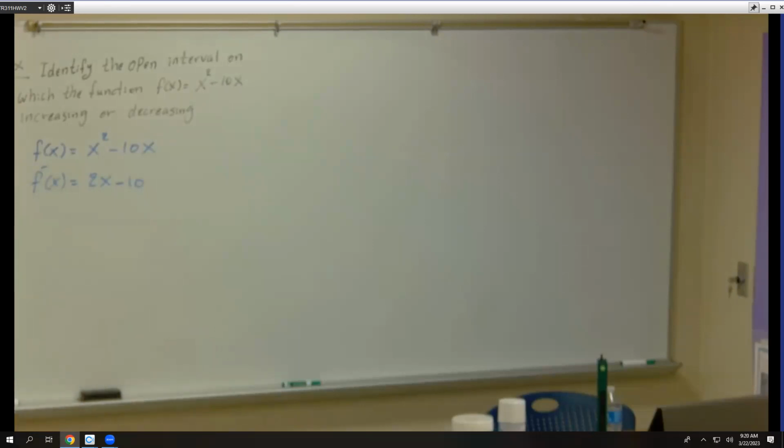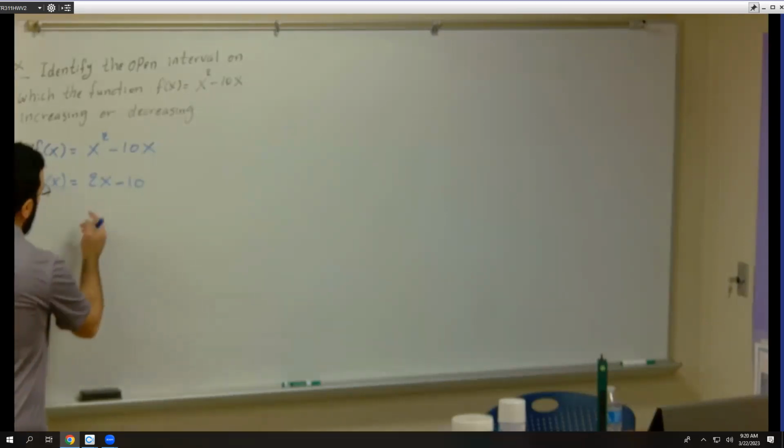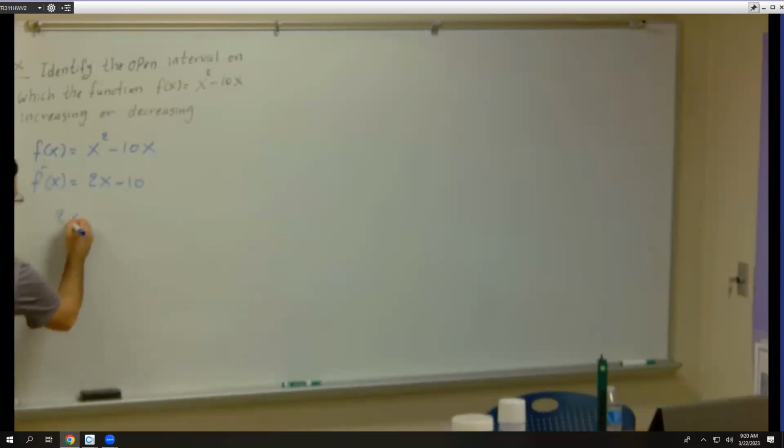So our goal, the first thing, is to find the critical number. The critical number means the function is going to change from increasing to decreasing, or from decreasing to increasing. This is called the critical number, like in the previous example. Now, how are we going to find the critical number? We're going to set the derivative equal to 0.